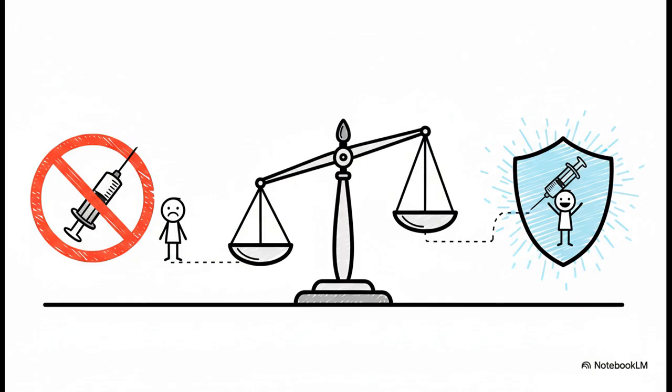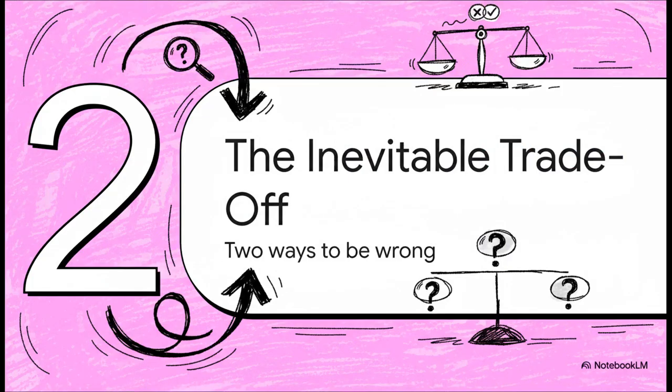Then, on the other side, you have the alternative hypothesis, or HA. This is the story the researcher is usually hoping is true, that the vaccine does have a real, measurable effect. The whole job of our test is to look at the evidence and decide which of these two stories it supports. Now here's something that is absolutely crucial to understand. No test is ever perfect. When we make a decision with data, there's always a risk that we'll get it wrong. And it turns out there are exactly two ways we can mess up.